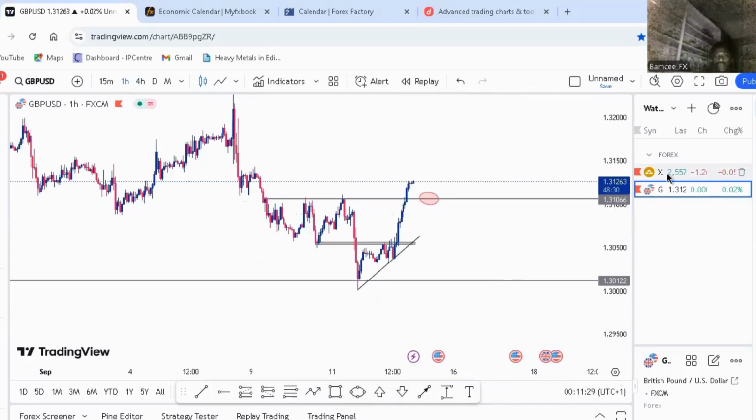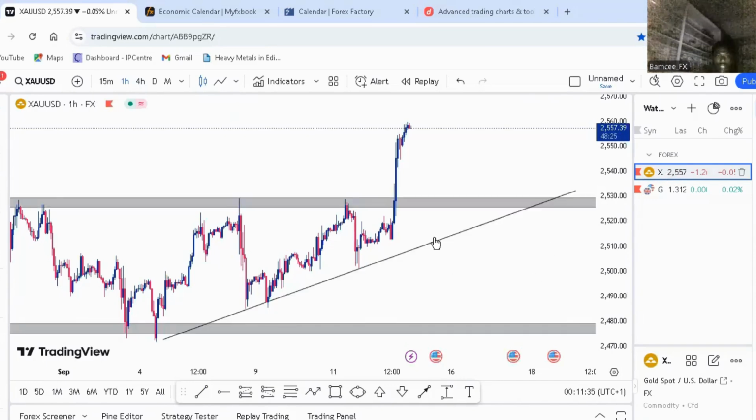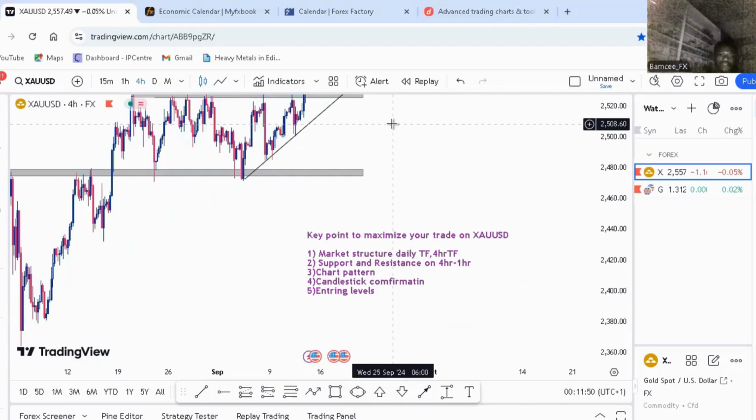So I believe on gold you understood everything I explained. These are the 5 key points I use to trade gold and to maximize my profit. Number 1 is market structure, on your daily or 4-hour time frame. Number 2, you map out your healthy support and resistance areas on 4 hours or 1 hour. Number 3, look out for a chart pattern on that particular zone to know what the market is doing. Number 4, look out for the candlestick confirmations to know what the market is actually doing, so you can place your trade.